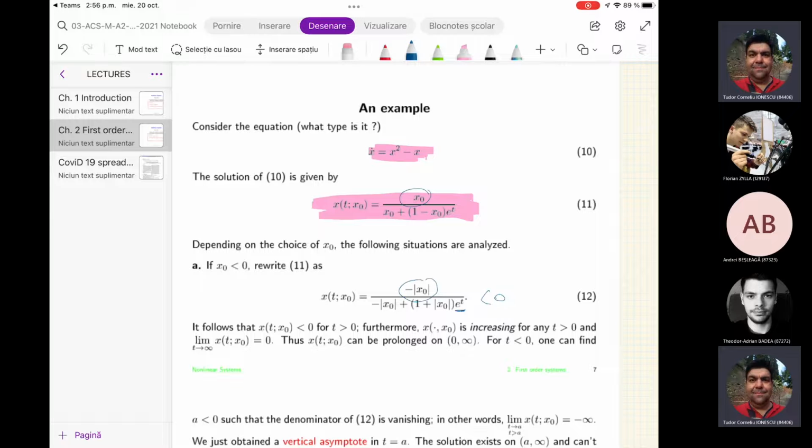Furthermore, when t goes to infinity, this guy goes to infinity. Hence, the whole solution is going to 0.